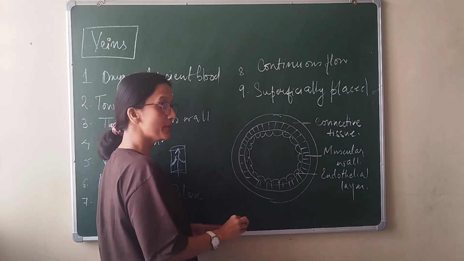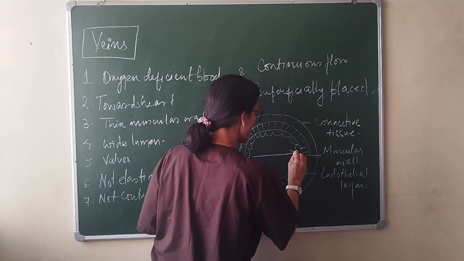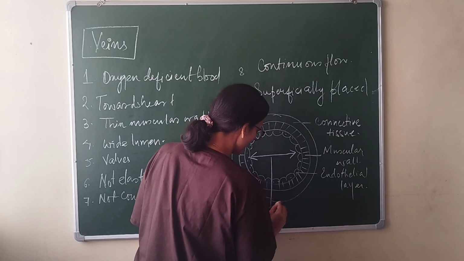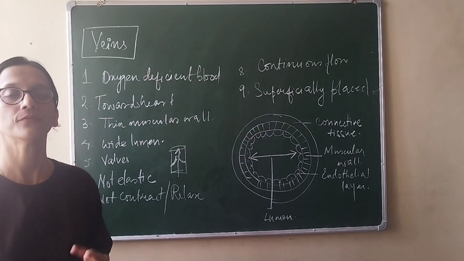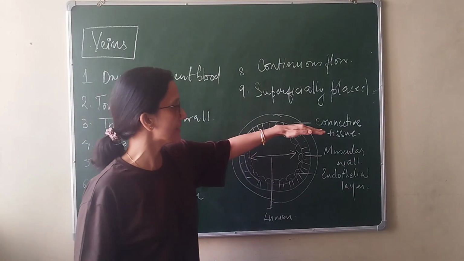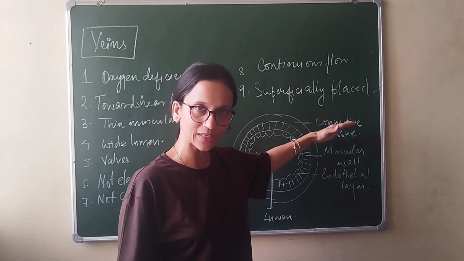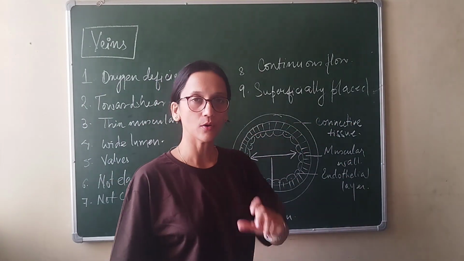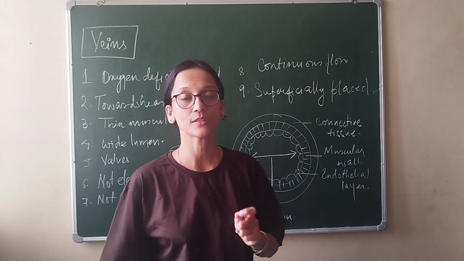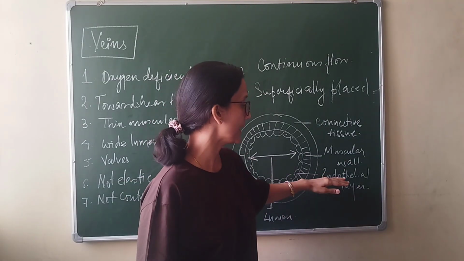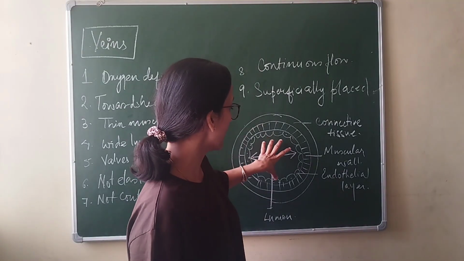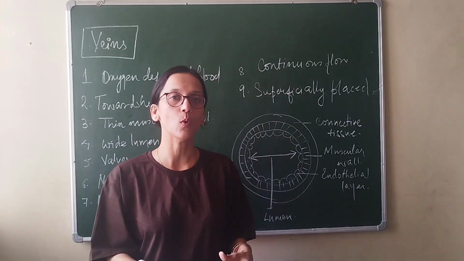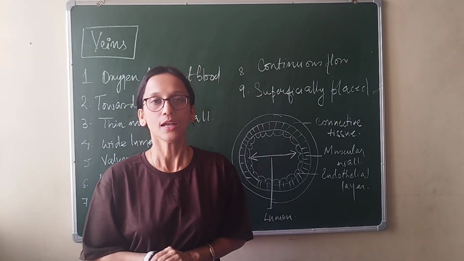तो अब जरा ल्यूमन को देखते हैं. क्योंकि मस्कुलर वॉल कम है, इसीलिए द ल्यूमन इज बिग इनफ. काफी वाइड ल्यूमन होता है वेन्स में. So the three layers are connective tissue layer or tunica externa, the middle wall or the muscular layer which is known as the tunica media, and then endothelial layer जो हम tunica interna के नाम से जानते हैं, और रहा इसका lumen, it is way wider in comparison to that of the artery.